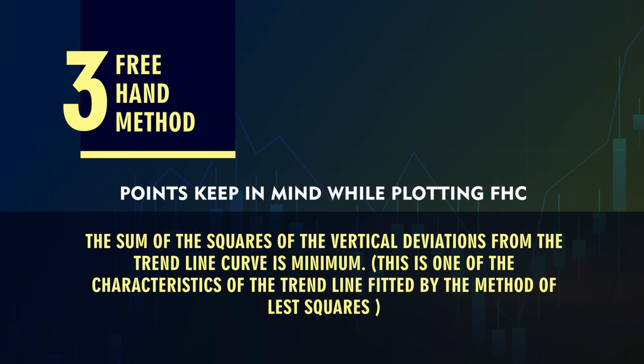So the sum of the squares of the vertical deviations from the trend line or curve is minimum, and this is one of the characteristics of the trend line fitted by the method of least squares. So what we have observed is that while plotting the freehand curve, we have to take these points into consideration.